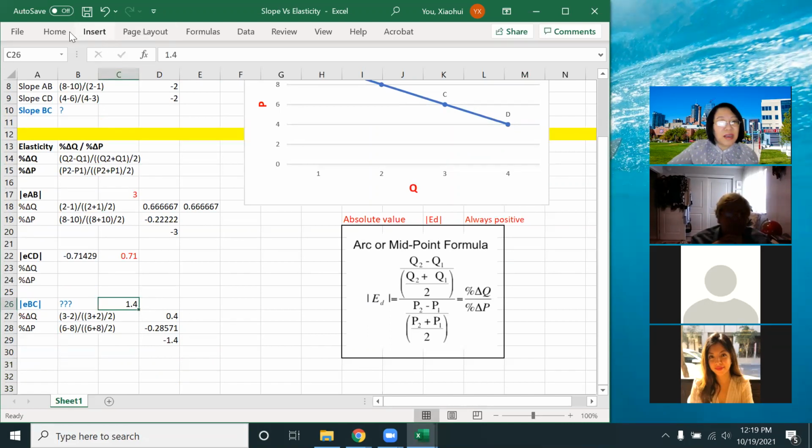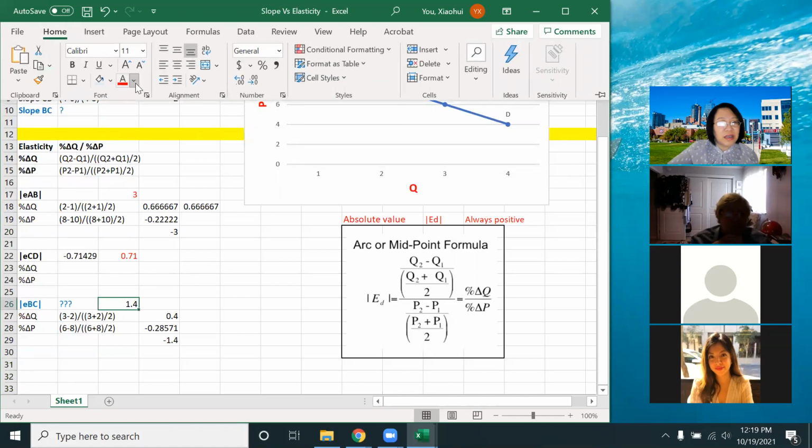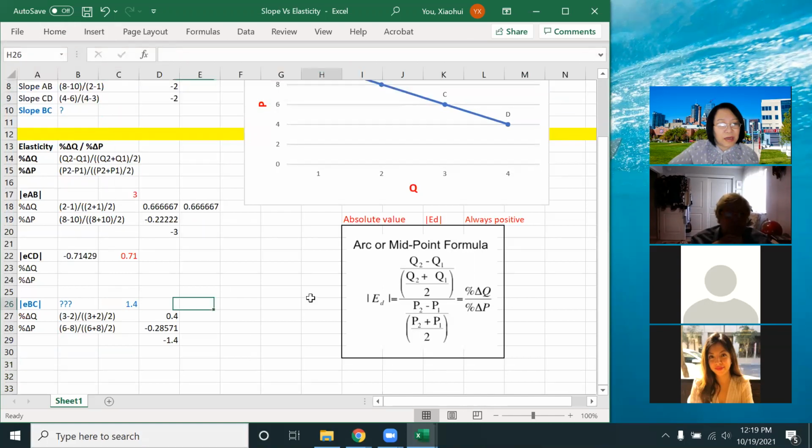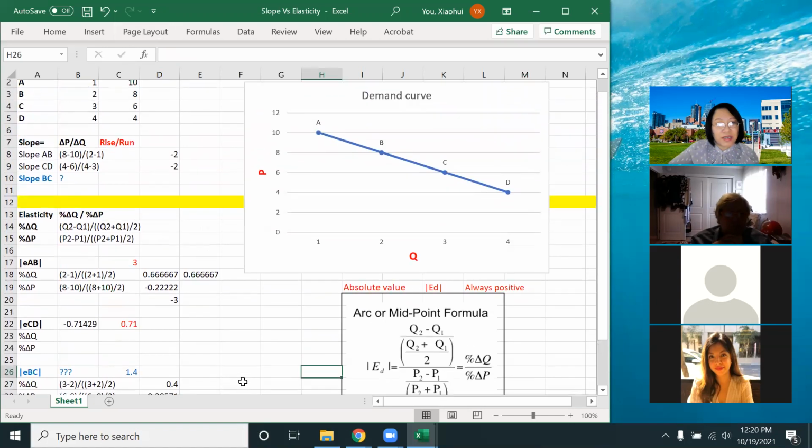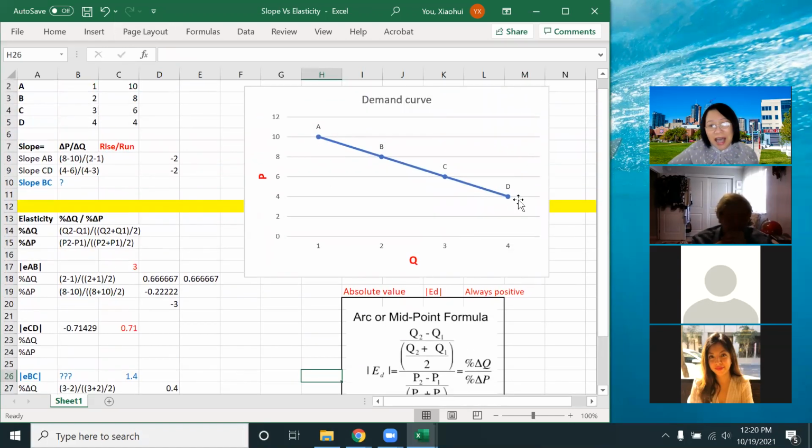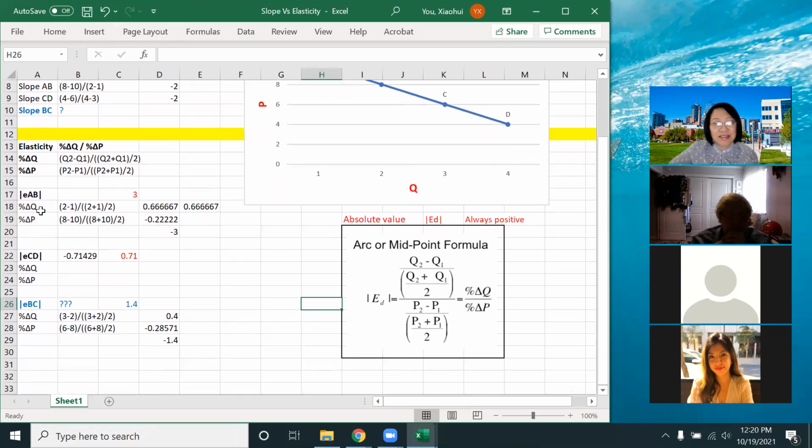How about I just make it blue? And then we find out, for a straight line, the slope, no matter which two points you pick, the slope will be equal. However, the elasticity is different, because the calculations are different, right? So is it clear now? Is that how to do the calculation?